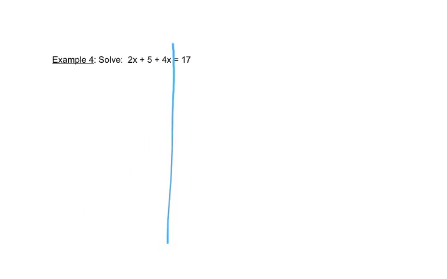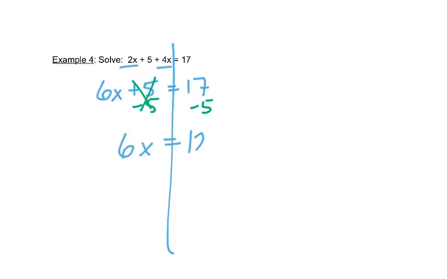So we'll look here, we'll draw a line down here. We have like terms on the left side, so we'll combine those first. We get 6x plus 5 equals 17. So I'll subtract 5 from both sides. So 6x is equal to 12. And then I divide both sides by 6. And I get x is equal to 2.